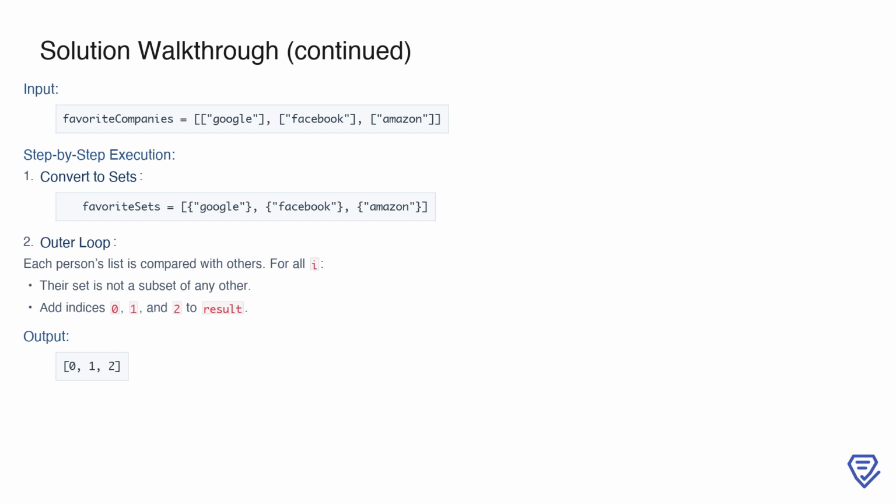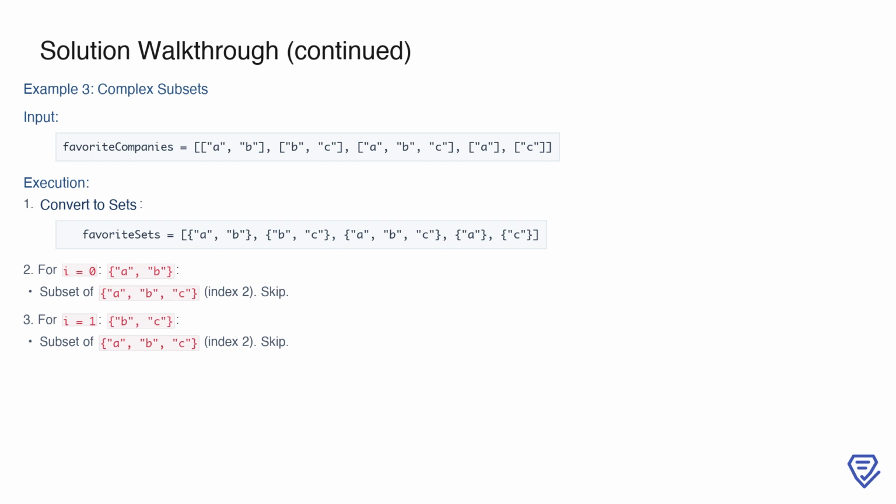In example 3, we have a more complex scenario with overlapping subsets. The input lists are converted to sets, resulting in {A, B}, {B, C}, {A, B, C}, and {A, C}. For the first person, i equals 0, their set, {A, B}, is found to be a subset of {A, B, C} at index 2, so they are skipped. Similarly, for the second person, i equals 1, their set, {B, C}, is also a subset of {A, B, C}, so they are skipped as well.